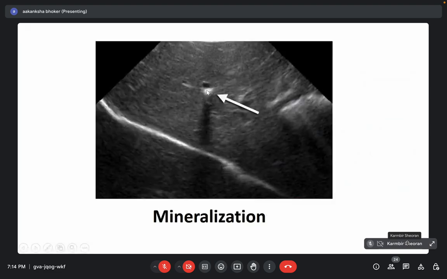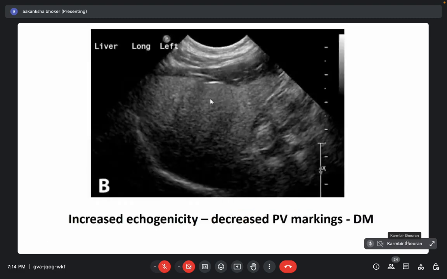Here we can see some mineralization within the liver, and this mineralization is causing acoustic shadows beneath it. Again, here what we can see, generally I told that the liver parenchyma should appear granular, but here we can see that it is somewhat smooth. Its appearance is looking smooth, and the characteristic portal veins which had hyperechoic, hyperreflective boundaries cannot be seen. And this is an image from a dog which had diabetes mellitus. So we can see there is somewhat increased echogenicity, and the portal vein markings are reduced.